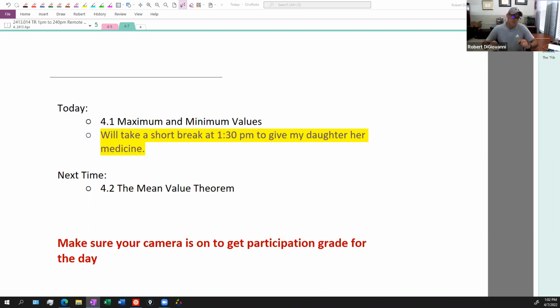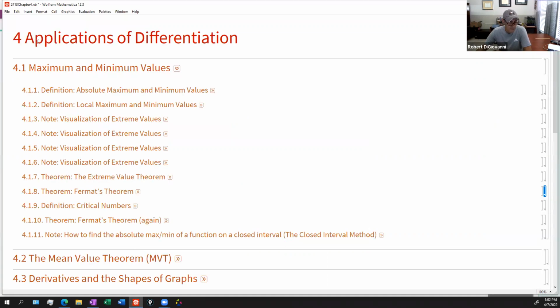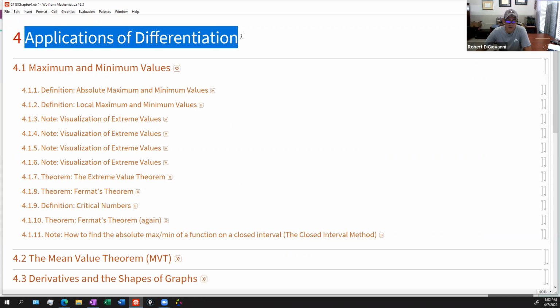Okay, all right, let's get into it then. We are starting chapter 4, and chapter 4 is called Applications of Differentiation. So we finally really get to see the real power of the derivative and what we can do with it, where it's most commonly used.